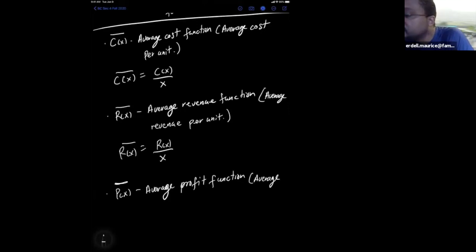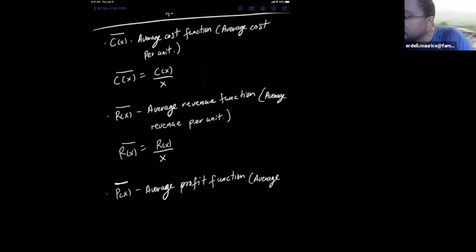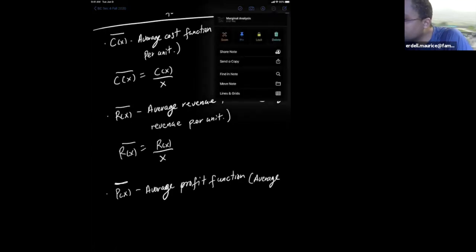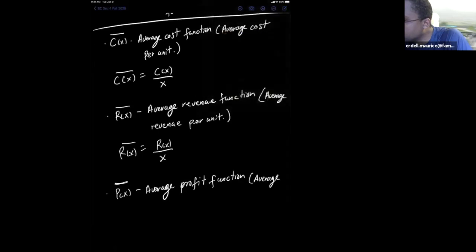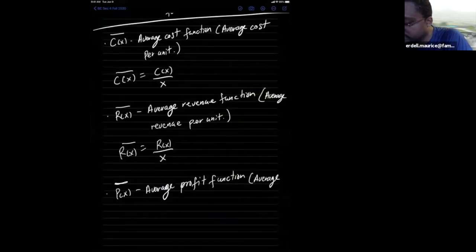There is that feature, isn't there? There you go. You now have my handwriting a little bit better. I don't know. Average profit function.